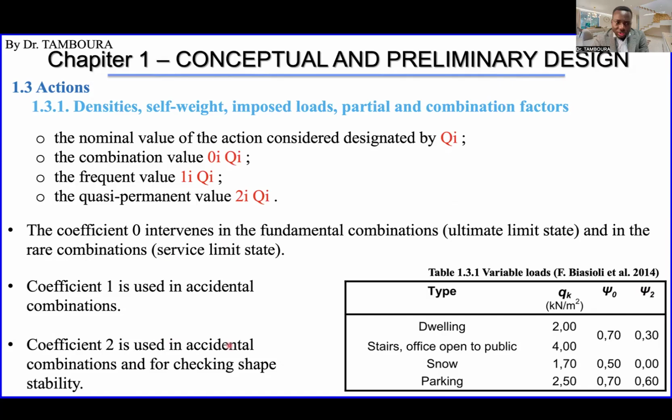Okay, number 2, these are here. These are used also in accidental combination and for checking shape stability, like the deformation of the building. It is just about serviceability limit state. We will see also how to use this.